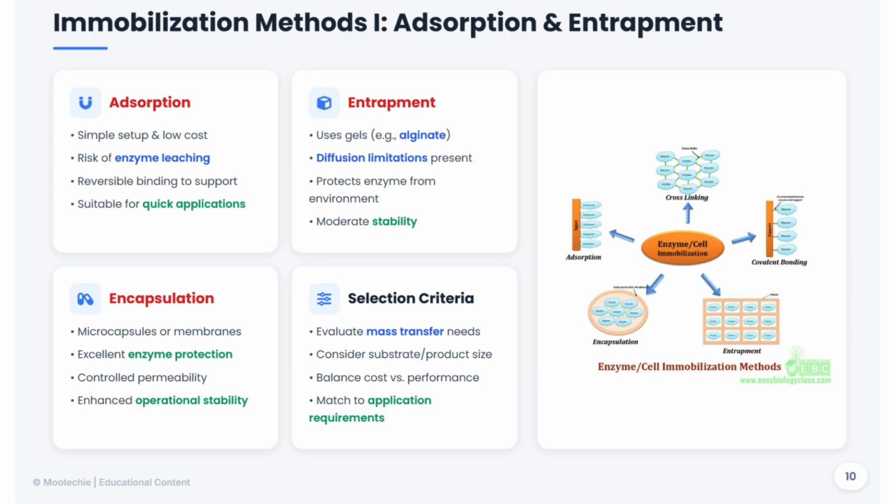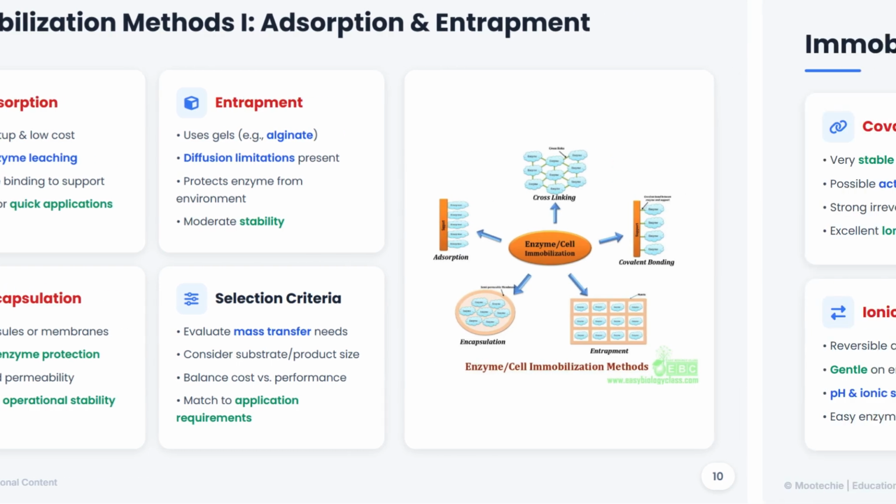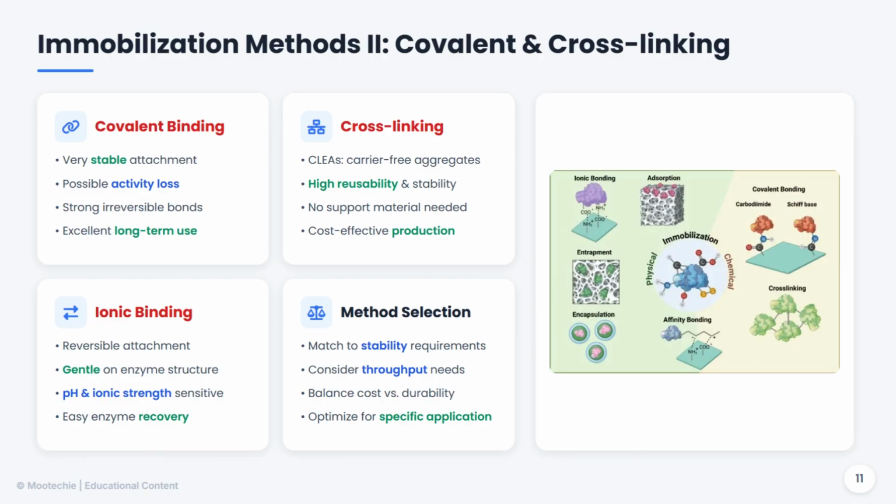The diagram at the bottom summarizes these methods, under the umbrella of enzyme/cell immobilization methods, listing adsorption, entrapment, encapsulation, and cross-linking. Continuing with immobilization methods 2, covalent binding and cross-linking. Covalent binding creates very stable, irreversible attachments between the enzyme and support. A possible downside is some loss of initial activity due to the chemical process. It's excellent for long-term use.